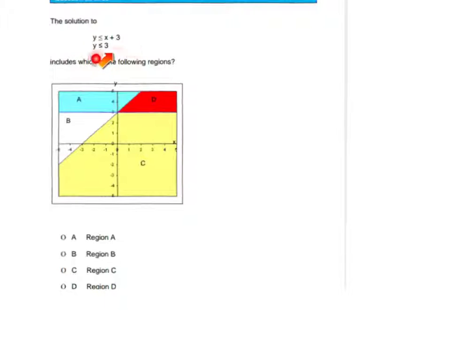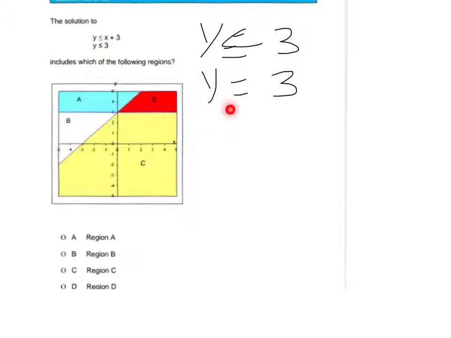So what I like to do is use the bottom one first, since it doesn't have a slope, it'll make it easier. I use the less than or equal sign to 3. Y equals 3, because I changed this just to get your y-intercept, which is right here.